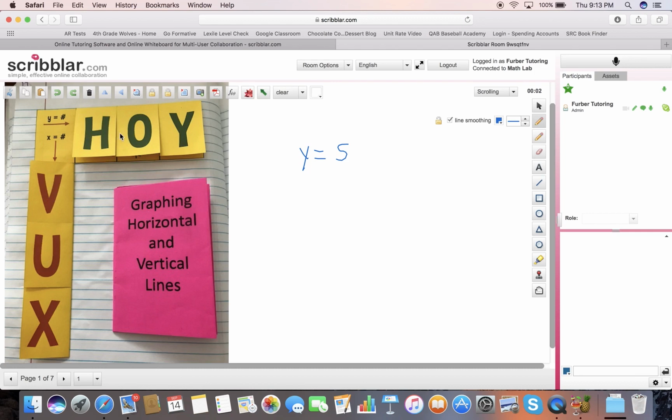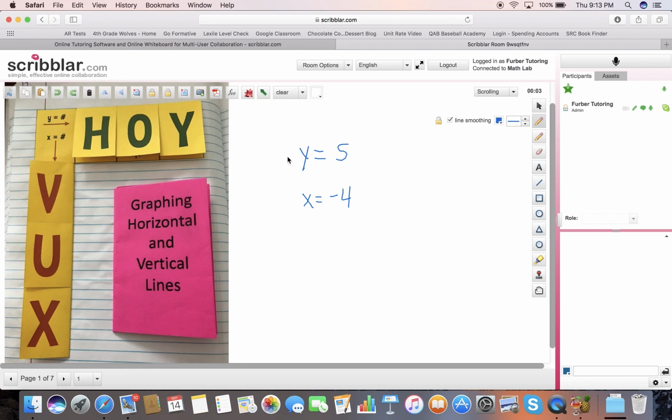And the word we're going to use to talk about what's unique about a horizontal line is the word HOY. And we'll talk about what that acronym stands for on the next page in just a minute. And then if you see an equation that has only an x in it, that represents a vertical line. And so you're going to see here where it says x equals a number, there's a vertical line pointing down. That is going to be representative of the word VUX. And the V and the U and the X, and then the same thing on HOY, H-O-Y, they stand for things. And so we're going to talk on the next page about what those stand for.